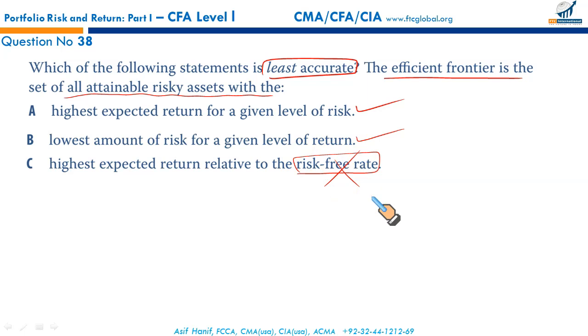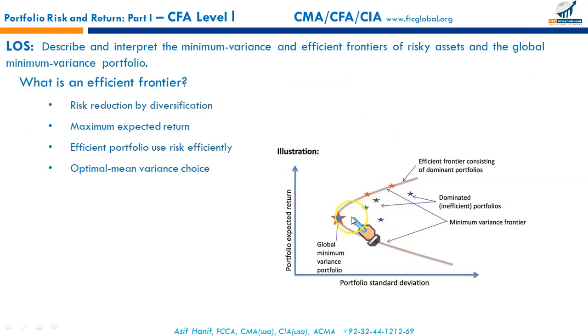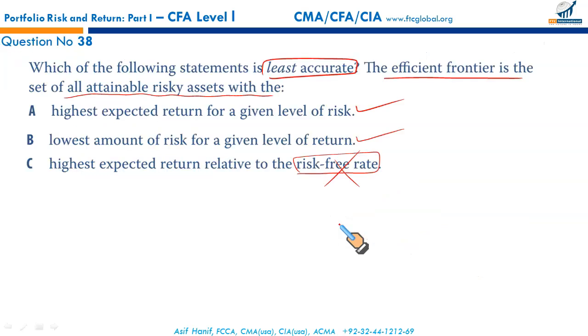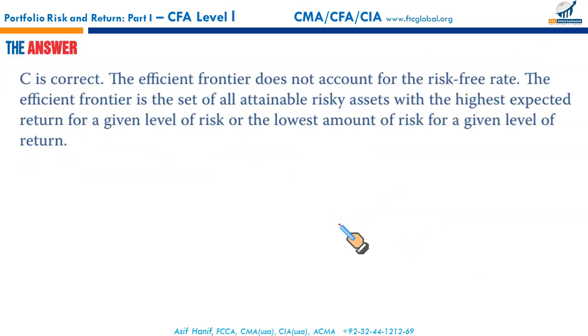Let me show you. See, this is your efficient frontier here. It shows you the set of all attainable risky assets with the highest expected return for a given level of risk, or conversely speaking, the lowest amount of risk for a given level of return. So that makes A and B correct and C incorrect. Since we are looking for the incorrect one or the least accurate one, C is the right answer. C is the correct option.